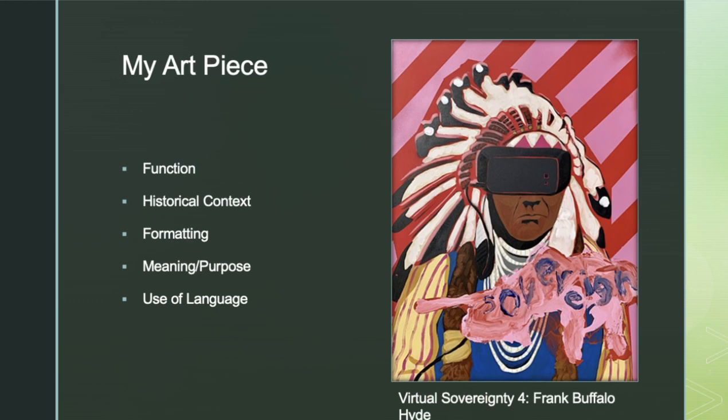In this piece, Hyde does use a bit more of a detailed background than in many of his other paintings. He uses a two color striped pattern in the back, and he did this because he didn't want to distort the image.